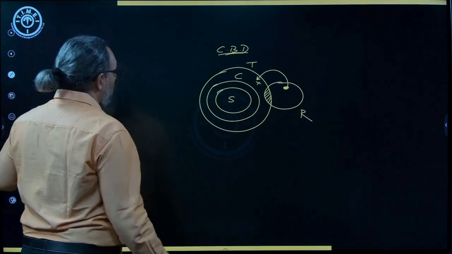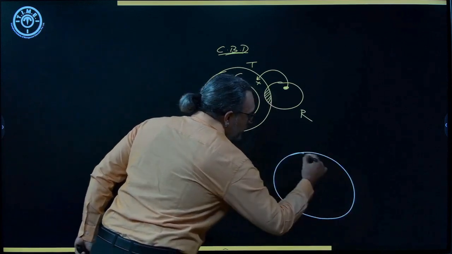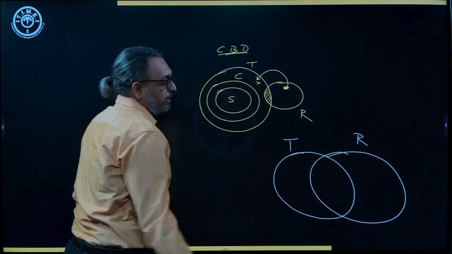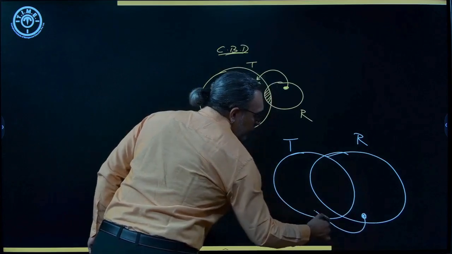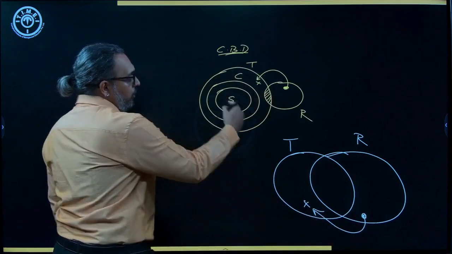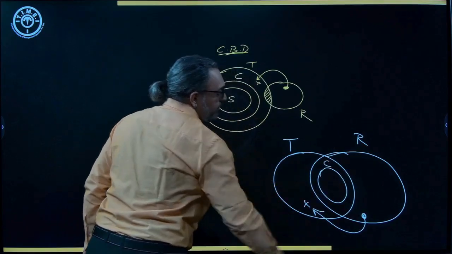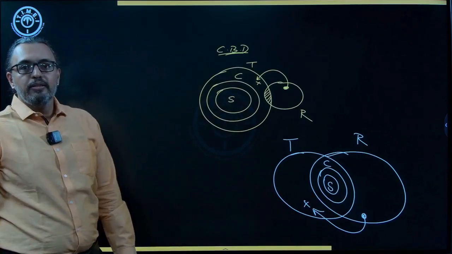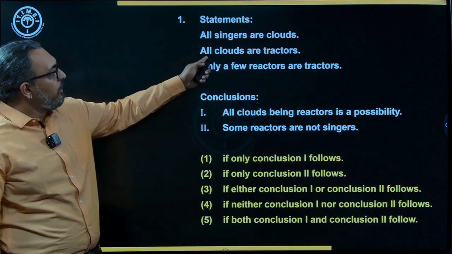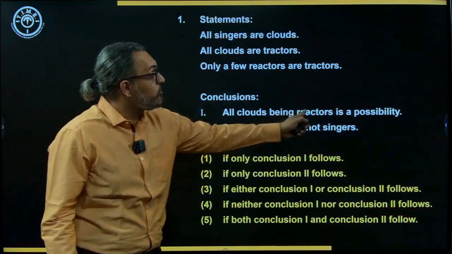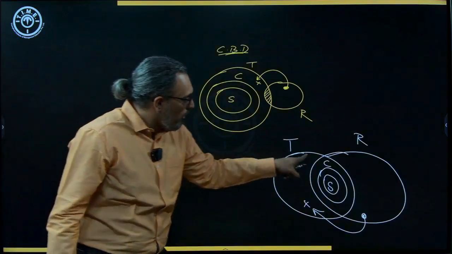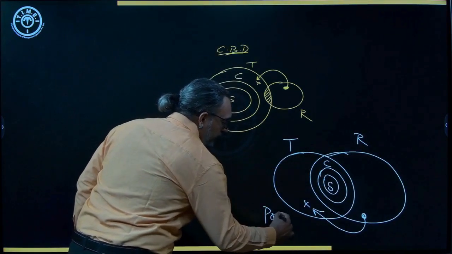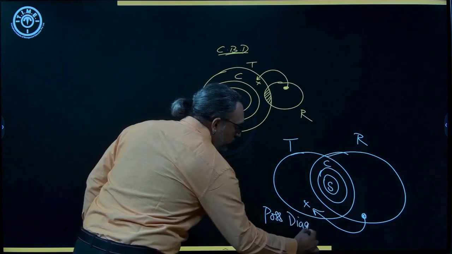I will draw and show you the alternate diagram. This is how I can draw only a few reactors are tractors. Still, there are some reactors that are not inside tractors. And now I can put the complete C inside, and within that I can put complete S also. All singers are clouds, all clouds are tractors. Now see, all clouds being reactors is a possibility, correct? All the clouds inside reactors is a possibility. So it is a possibility diagram which I am able to satisfy.